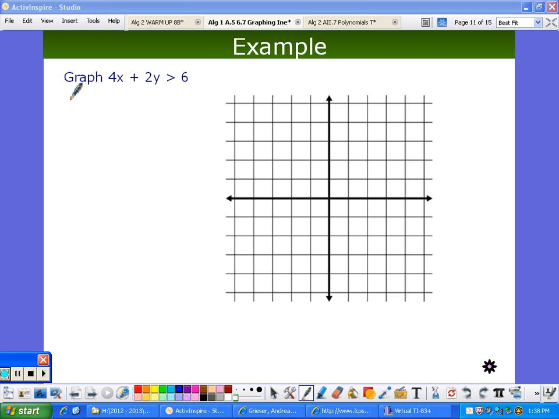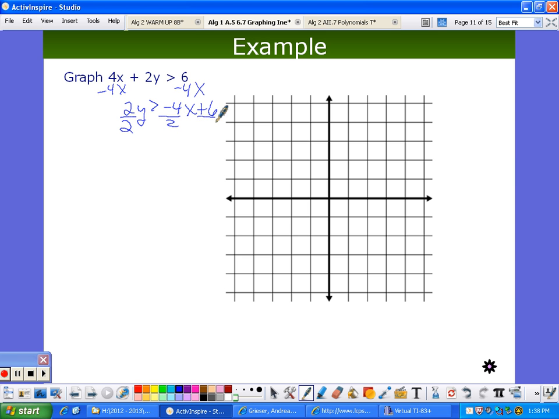So I need to solve it for y. I'm going to subtract 4x, and I get 2y bigger than negative 4x plus 6. Now I'm going to divide by 2. What gets divided by 2? Everything. Now, it's an inequality I'm dividing.